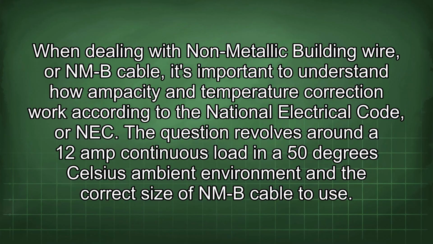When dealing with non-metallic building wire, or NM-B cable, it's important to understand how ampacity and temperature correction work according to the National Electrical Code, or NEC. The question revolves around a 12 amp continuous load in a 50 degrees Celsius ambient environment and the correct size of NM-B cable to use.